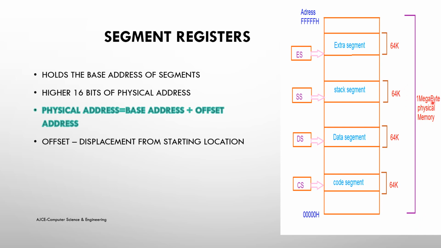This full memory is 1 megabyte memory of 8086. Actually, in the case of 8086, the physical address is 20 bit, but the segment registers can store only 16 bit. So in order to calculate the 20-bit physical address, we have to add base address plus offset address. From where can this base address be obtained? It can be accessed from the corresponding segment register. What is this offset? Offset is actually the displacement from the starting location. By adding the base address plus offset, we get the 20-bit physical address.